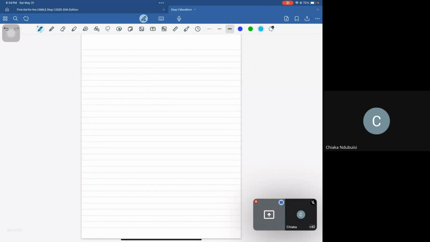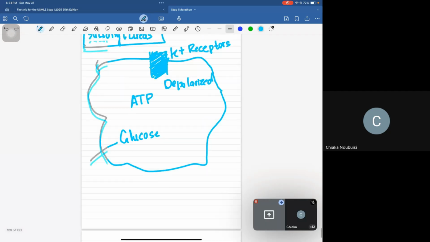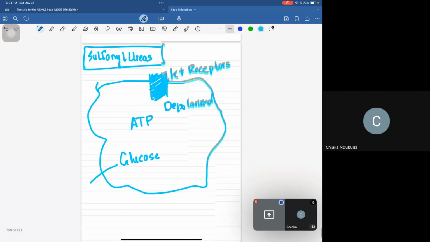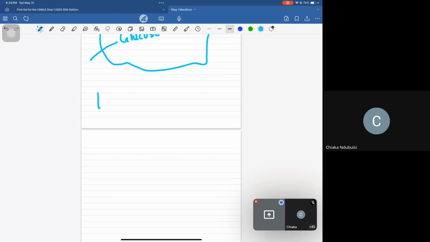Glucose comes into the body, makes ATP, and the ATP closes the potassium channels, and then insulin is secreted. Now we have some drugs known as the sulfonylureas. What are these drugs going to do? These drugs are going to close the potassium channels, the cell is going to depolarize, and insulin is going to be secreted.